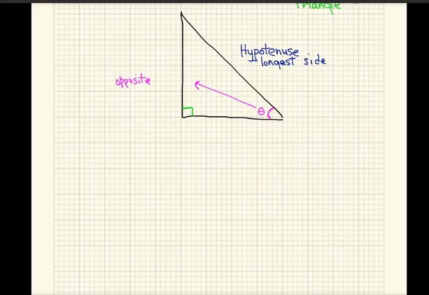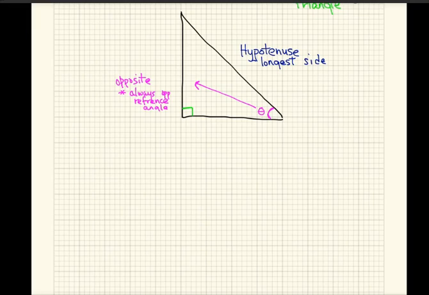So if I were trying to find the measure of the other angle, then the side opposite it would be considered the opposite when I was doing my ratio. So it's always opposite the reference angle. We're going to call that the reference angle.